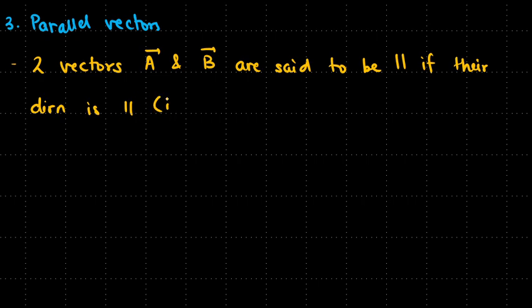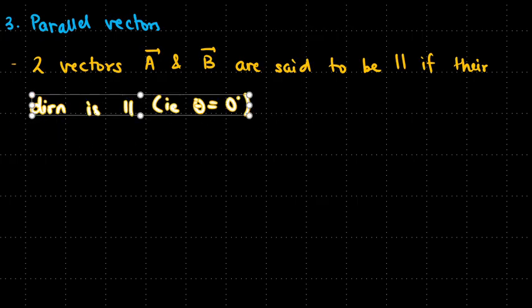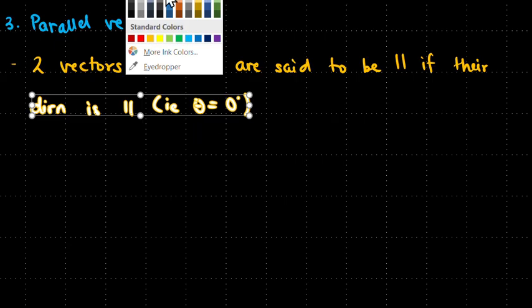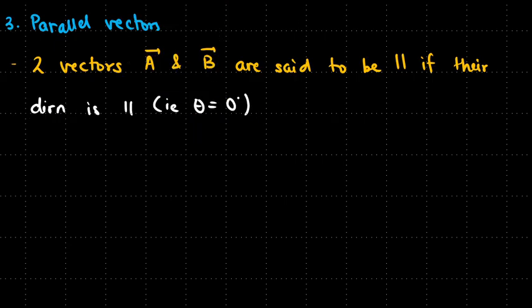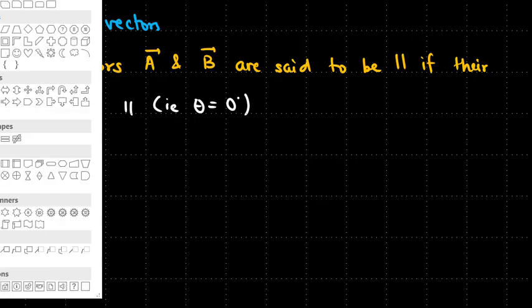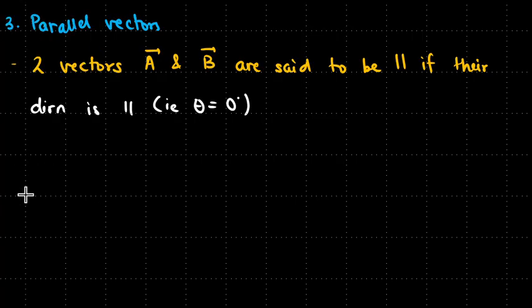If they are parallel, they would have an angle between them. The angle between these two vectors will be 0 degrees, right? So if the direction is parallel, they are said to be parallel vectors. So the direction must be parallel, or the theta must be 0 degrees. Okay, so let's take a look at some examples. Suppose I have a vector. Let's suppose this is our vector A. This is 3 units of something if we are considering these boxes as units.